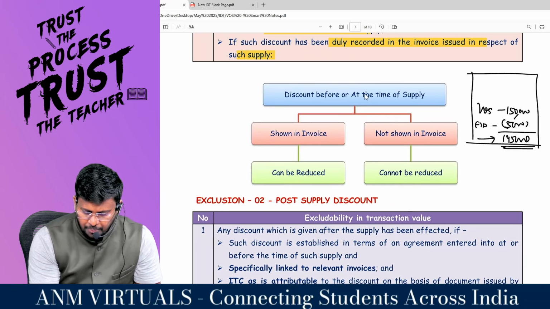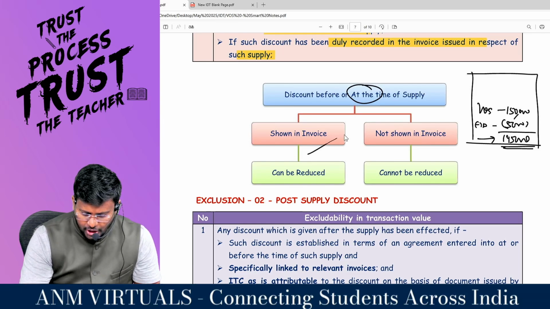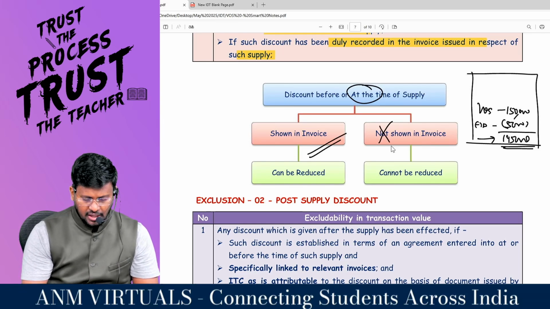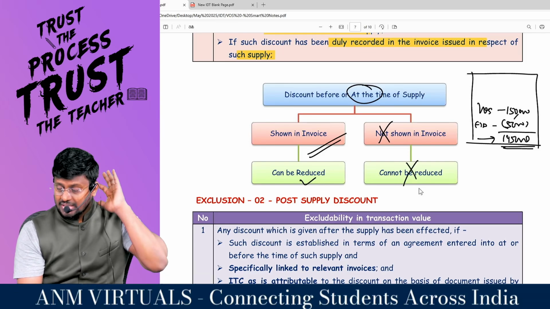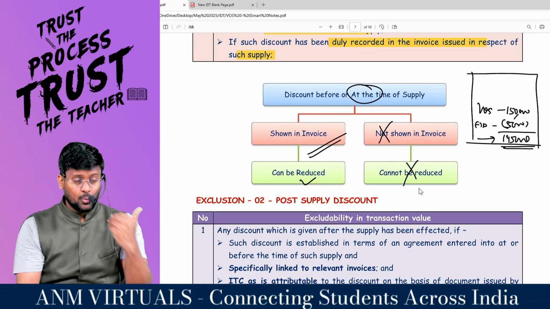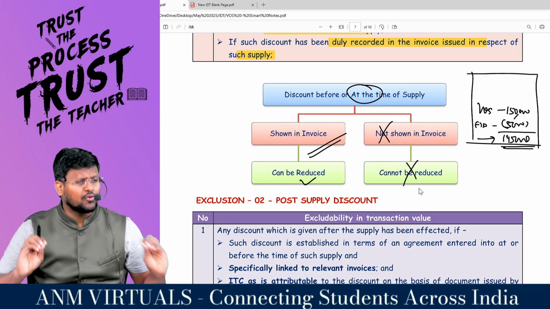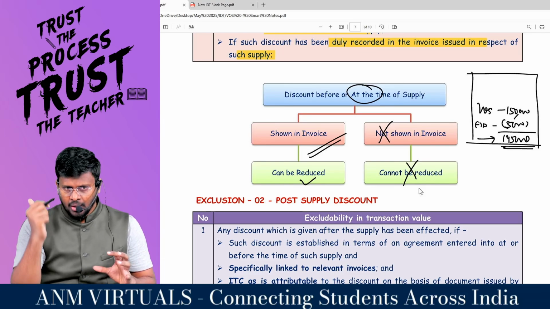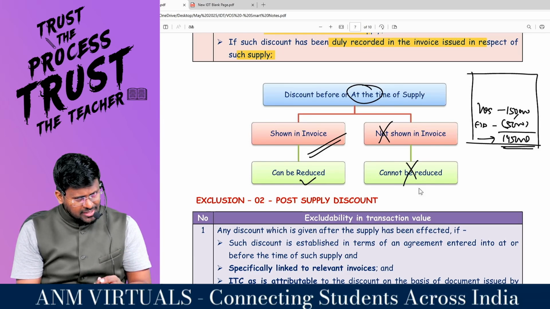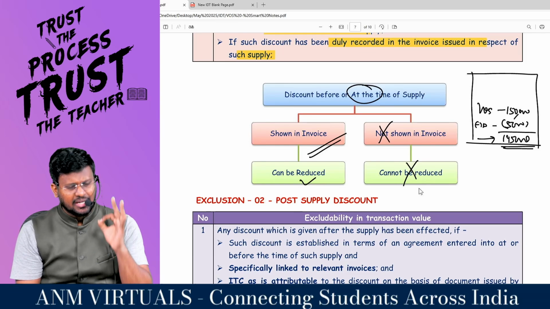So discount before or at the time of supply. The only condition to be checked is whether it is shown in the invoice. If it is shown in the invoice, it can be reduced. Not shown in the invoice, it cannot be reduced. Sir, after you billed 1,50,000 rupees, you are saying to the government that you actually collected only 1,45,000 rupees, and the balance 5,000 you have provided as discount. Government is saying, have you shown it in the invoice? No. That means there are no proper records. That means that 5,000 we will never consider as discount.